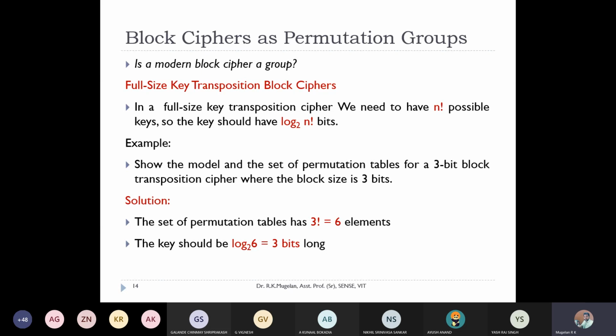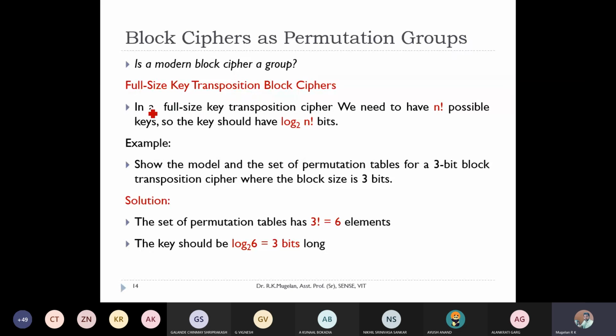Now we had a brief idea of how modern-day cryptographic techniques rely on block ciphers and on substitution techniques. Now we move into the combination of transposition with block ciphers. Which one is better, transposition block ciphers or substitution block ciphers? Technically speaking, we call them full-size key transposition block ciphers. Which group is the best one?